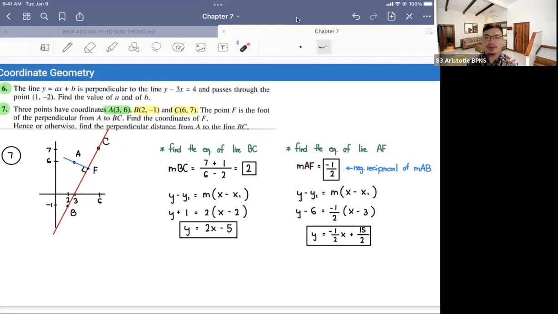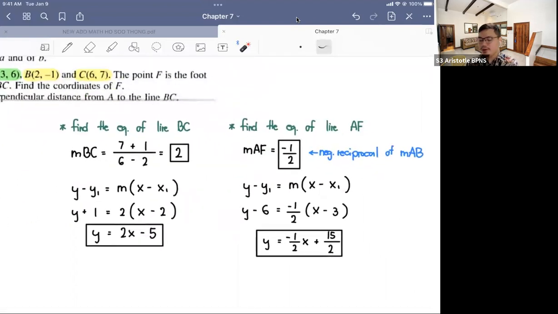So maybe you're still wondering, how did I get -1/2? Reciprocal, you flip this, it becomes 1/2. And then when you add the word negative, you just multiply it by -1. That's why this is -1/2, right?